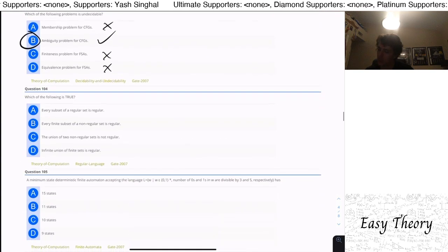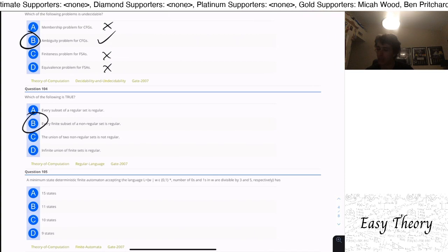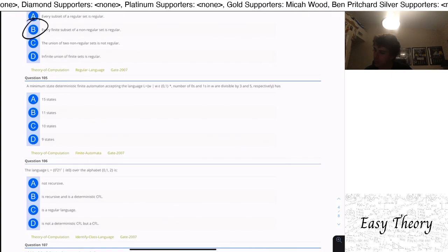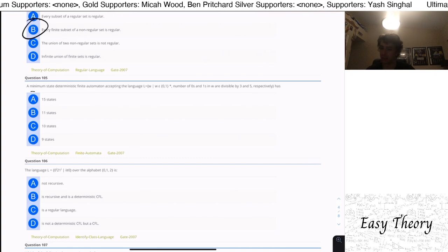Membership for which of these is undecidable? Ambiguity is. Finiteness, no. Equivalence for FSA is no. Membership, no. So it's B. Which of the following is true? Every finite subset of a non-regular set is regular. Yeah, so that's true because every finite language is regular. Minimum state, number of zeros and ones are divisible by 3 and 5, so that means it's divisible by 15, so 15 is the answer.